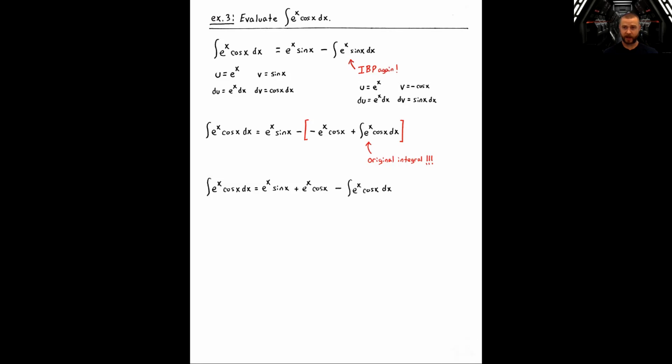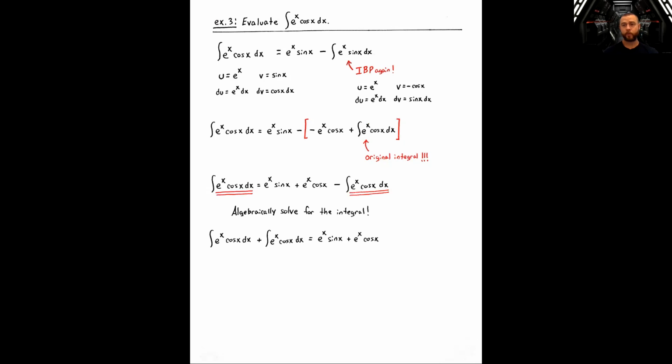All right, with that out of the way, how then do we complete the problem? We're just going to algebraically solve for what we're interested in. We're interested in the integral of e to the x cosine of x. So just solve this for the integral. Add that integral from the right side to the left side.